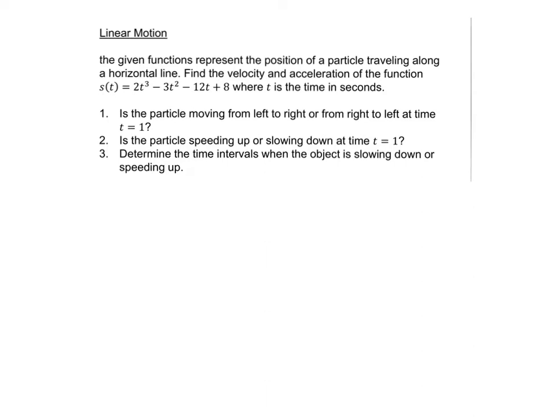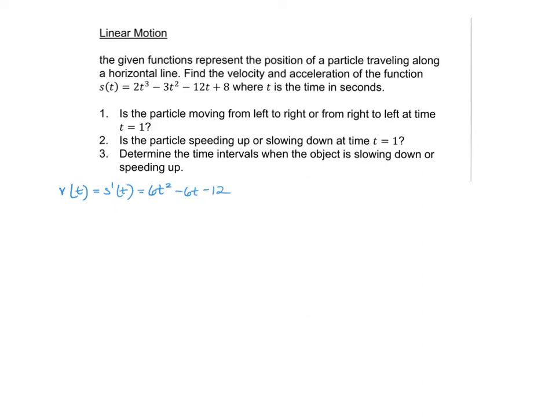So we're trying to find the rate of change, and if we're dealing with horizontal motion, we know that if the velocity is positive, the particle is moving to the right, and if the velocity is negative, the particle is moving to the left. So in order to find velocity, we want to take the derivative of the position function. All right, so the derivative is 6t squared minus 6t minus 12.